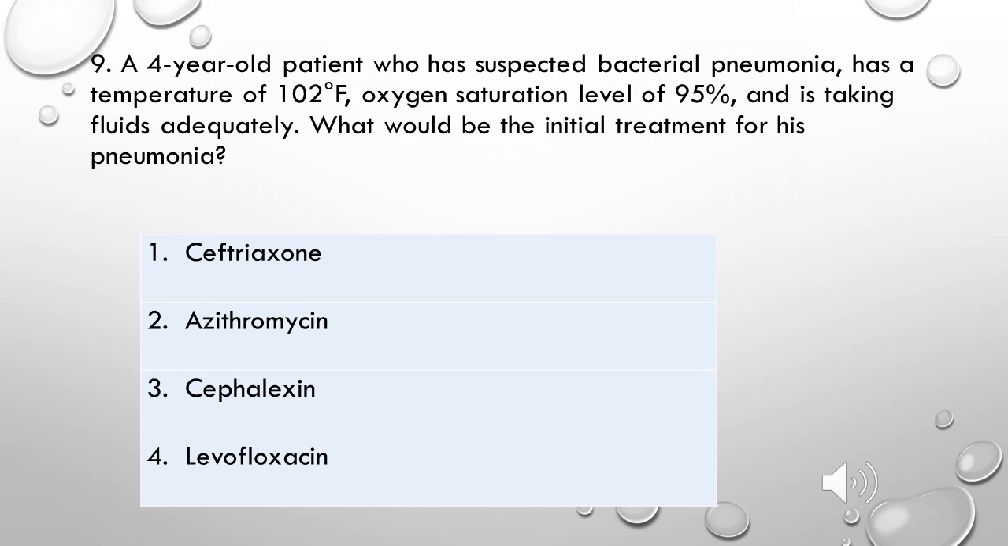A 4-year-old patient who has suspected bacterial pneumonia has a temperature of 102 degrees Fahrenheit, oxygen saturation level of 95, and is taking fluids adequately. What would be the initial treatment for his pneumonia? Your answer should be ceftriaxone.